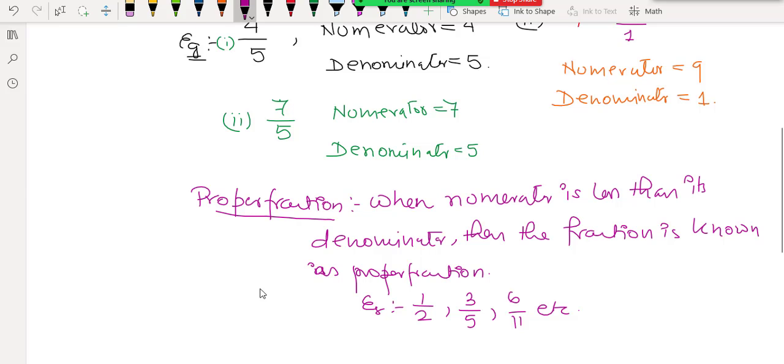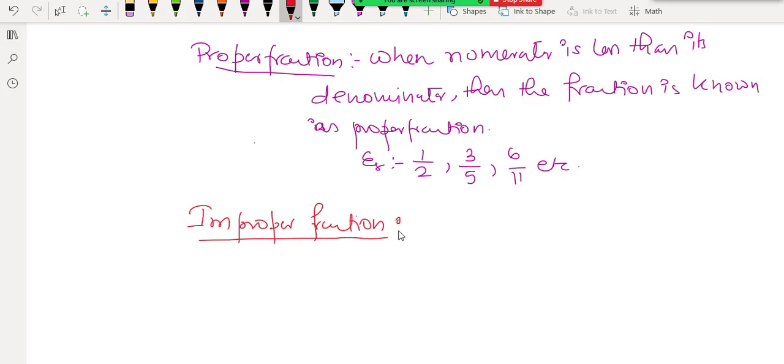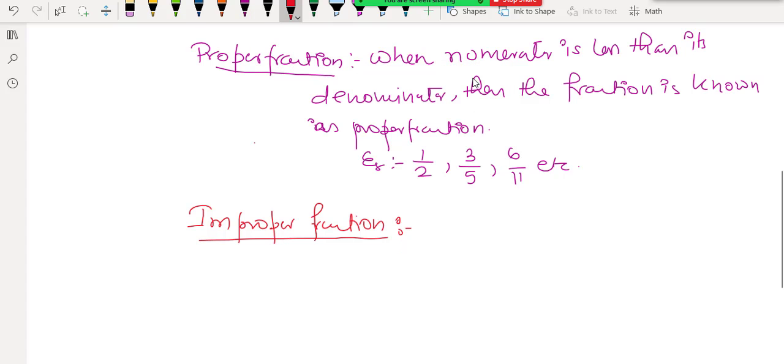The next fraction we'll study is improper fraction. What is improper fraction? A fraction whose numerator is greater than or equal to its denominator is called improper fraction. I'll ask one by one. First of all, Samarjit, what is improper fraction?